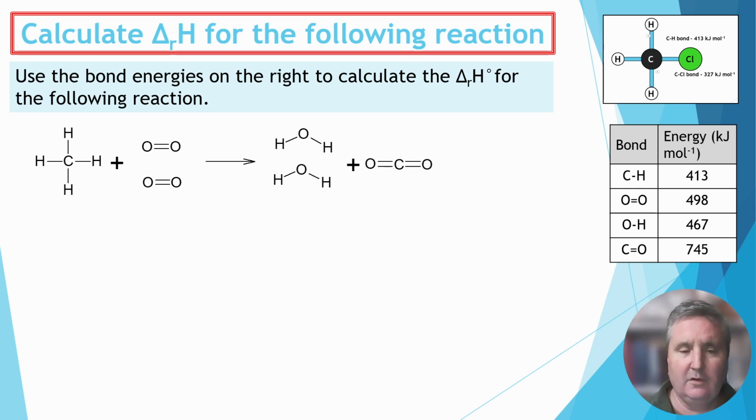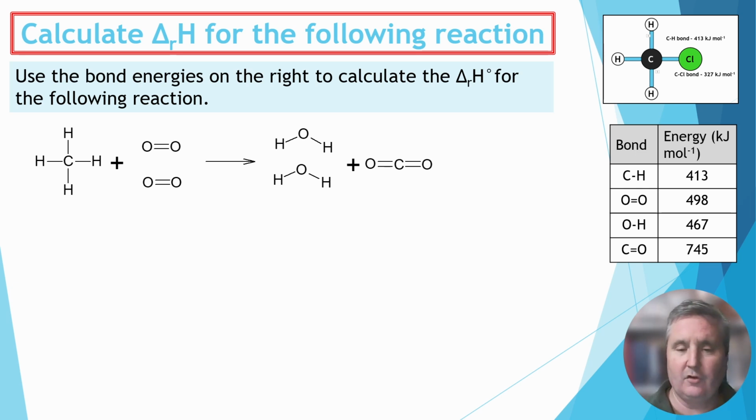So for the reaction, we've drawn out the actual bonds in each of these molecules here. So we've got a methane molecule and two oxygen molecules. They form two water molecules and one carbon dioxide molecule. Now the reason that we've drawn out the actual bonds in these is so we can work out what bonds have been broken and what bonds have been formed.